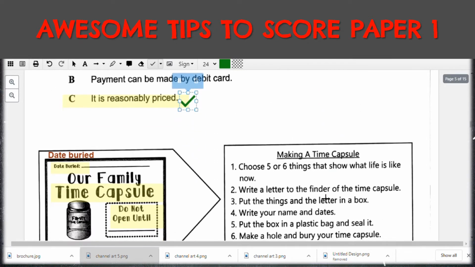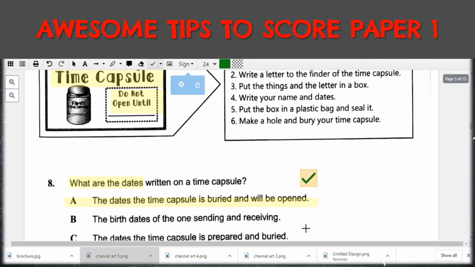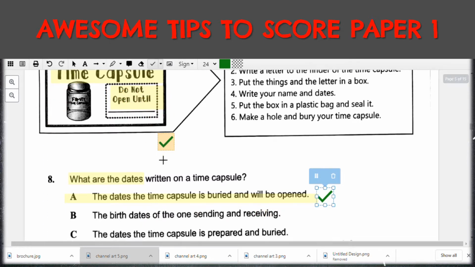Now, next move to question 8. What are the dates written on a time capsule? You see, the time capsule here only has 2 dates written. Here is the date buried, and then here, do not open until. So the best answer would definitely be A, because the date of birth of the one sending and receiving is not written here at all.